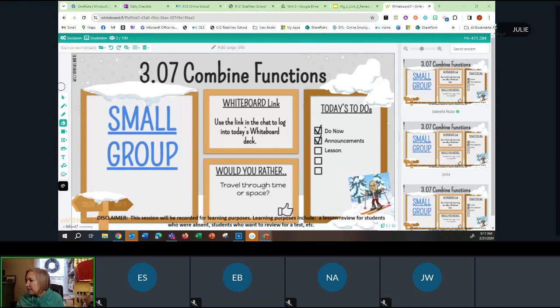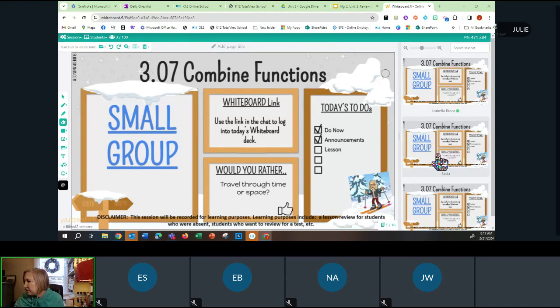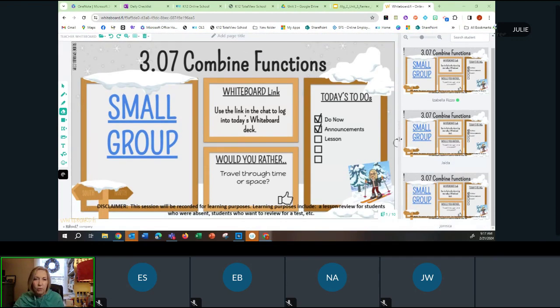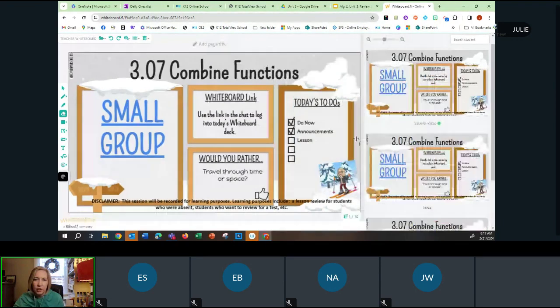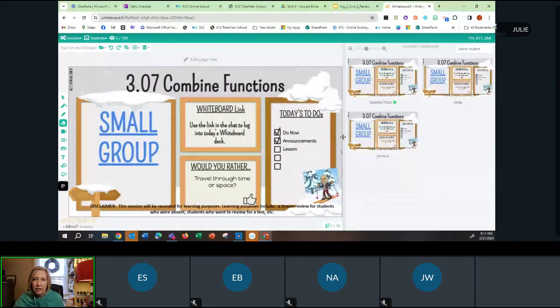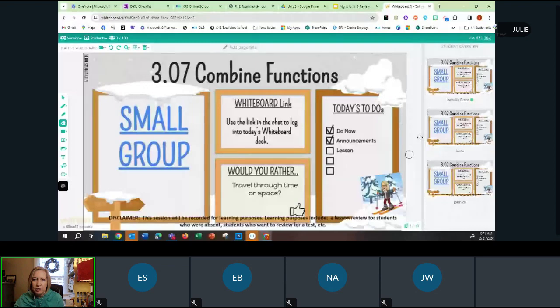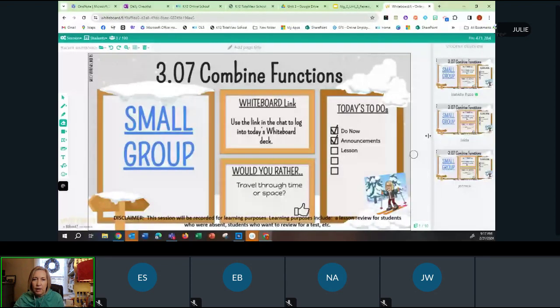So I already see that Isabella and Jada and Jonica have logged on to the whiteboards. I can see y'all's whiteboards right here. I like it so I can see some class participation there. Again, the whiteboard is a great way for you to get all the notes. And then you can also copy what I've written on each slide by hitting that Copy Teacher button.